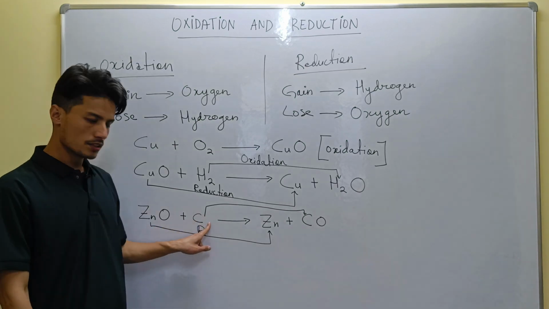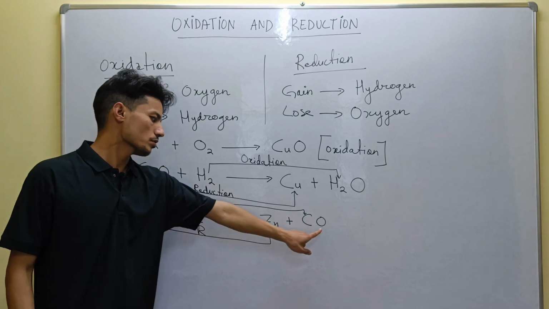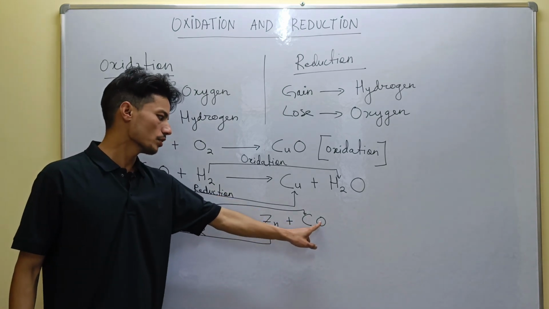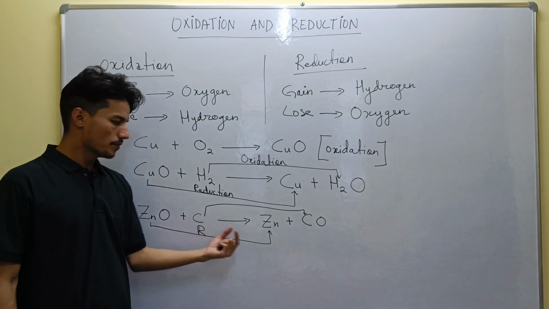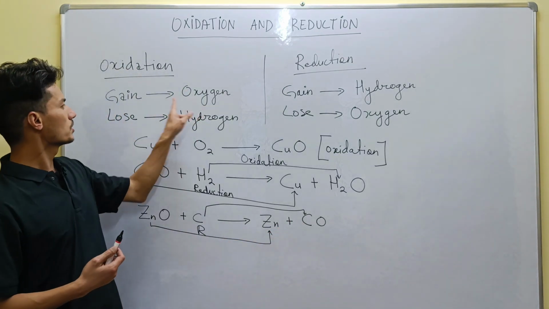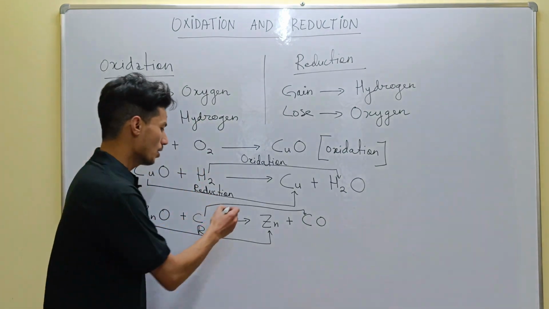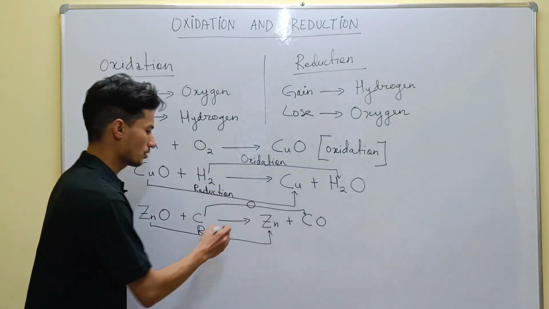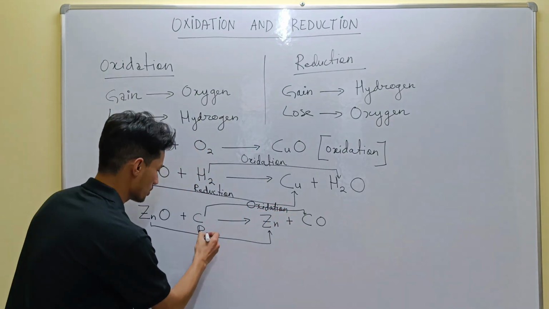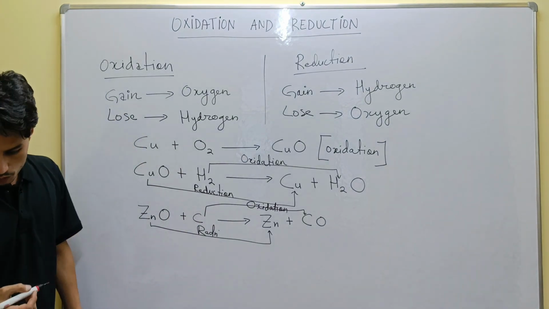Then this is carbon. Carbon becomes carbon monoxide, or CO. So carbon has become CO. Single C, now oxygen is with C. So it has gained oxygen. What is gaining oxygen? That type of reaction is known as oxidation. So this is oxidation, and this is reduction. Simple, na? Okay, now we will do one more again.